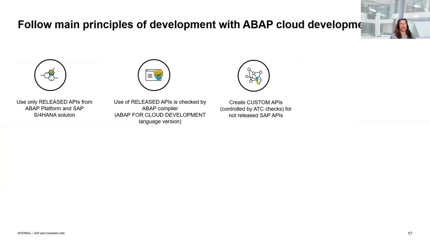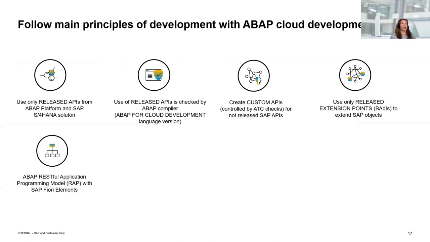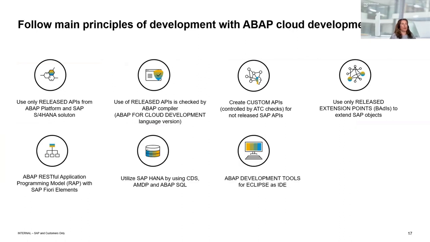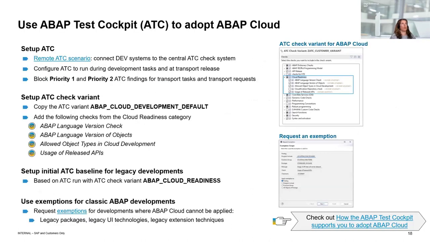And the custom APIs will be checked by ATC checks if you develop custom wrappers for not released APIs. Use only released extension points, build UIs with Fiori elements, and use CDS, MDPs, ABAP SQL, ABAP development tools for Eclipse as IDE, and ABAP test cockpit to adopt ABAP cloud for your landscapes. So these are the main principles of development with the ABAP cloud development model.